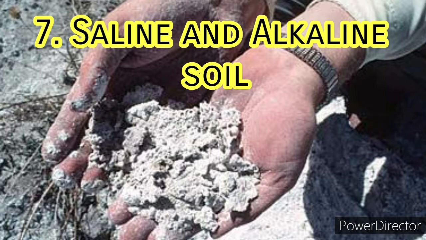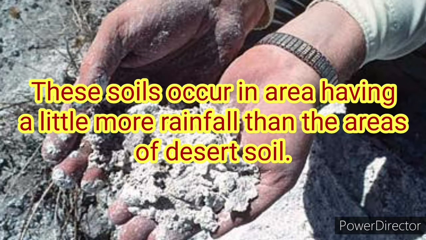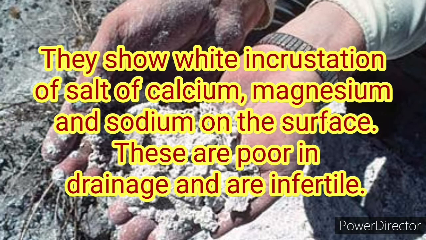The seventh is the saline and alkaline soil. These soil occur in areas having a little more rainfall than the areas of desert soil. They show white incrustation of salt, of calcium, magnesium and sodium on the surface. These are poor in drainage and are infertile.